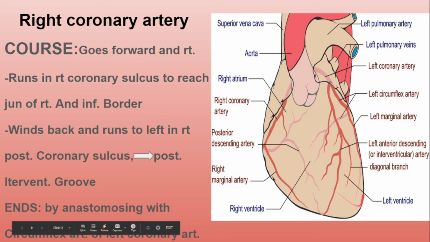Over here you can see these are the two ventricles, and between these two ventricles there is an interventricular groove. So this posterior descending artery will enter into the posterior interventricular groove. So this was the right coronary artery. It will give branches, and this is the posterior descending artery over here, which will go in the interventricular groove. It then terminates by anastomosing with the circumflex branch of the left coronary artery. Over here, as you can see, this is the left circumflex artery. Both the posterior descending artery and the left circumflex artery will anastomose with each other.